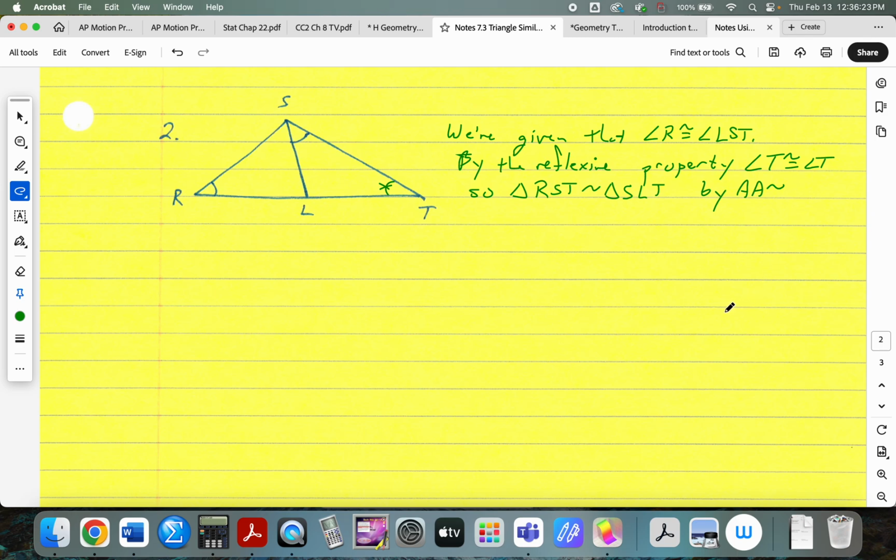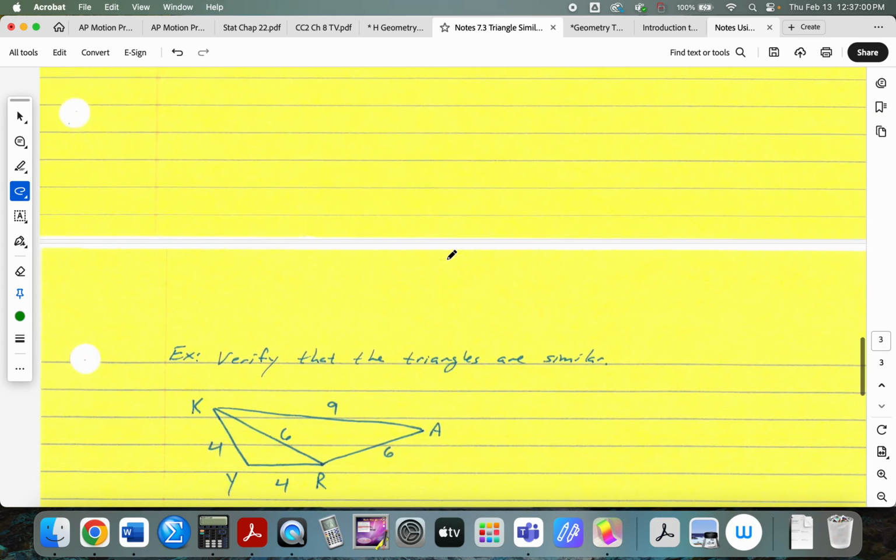If you're still having trouble seeing that, try and imagine for just a second if I took this little triangle right here and I flipped it over so that it looked like this. Here's S, here's L, here's T. Do you see how this obtuse angle here looks like it's about the same size as this obtuse angle here? Those are the ones that go together that we didn't talk about.